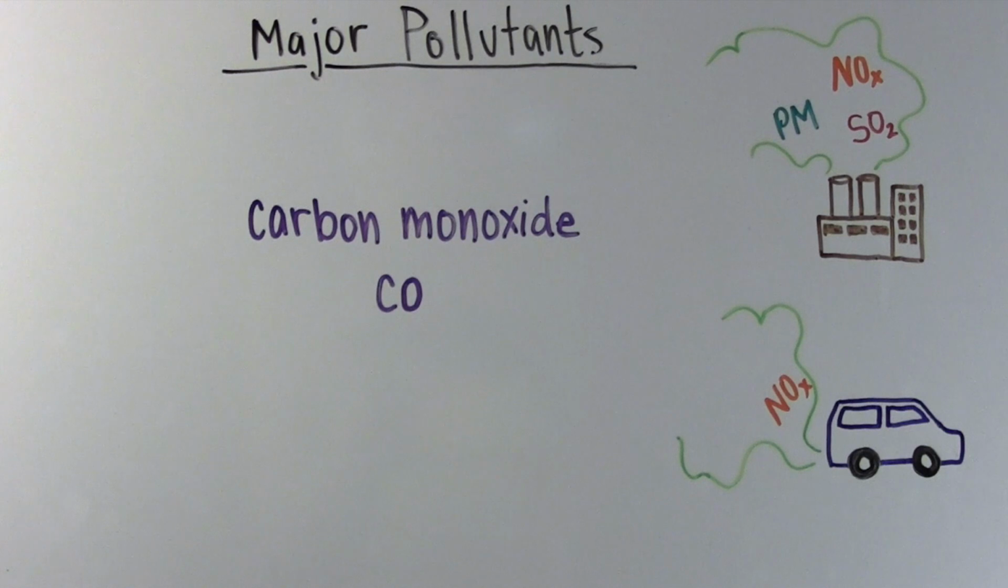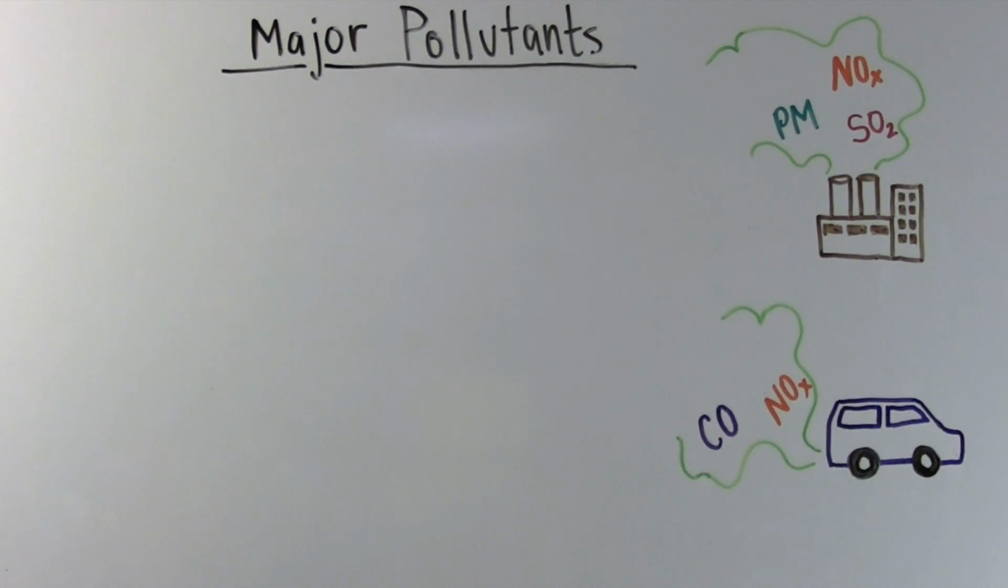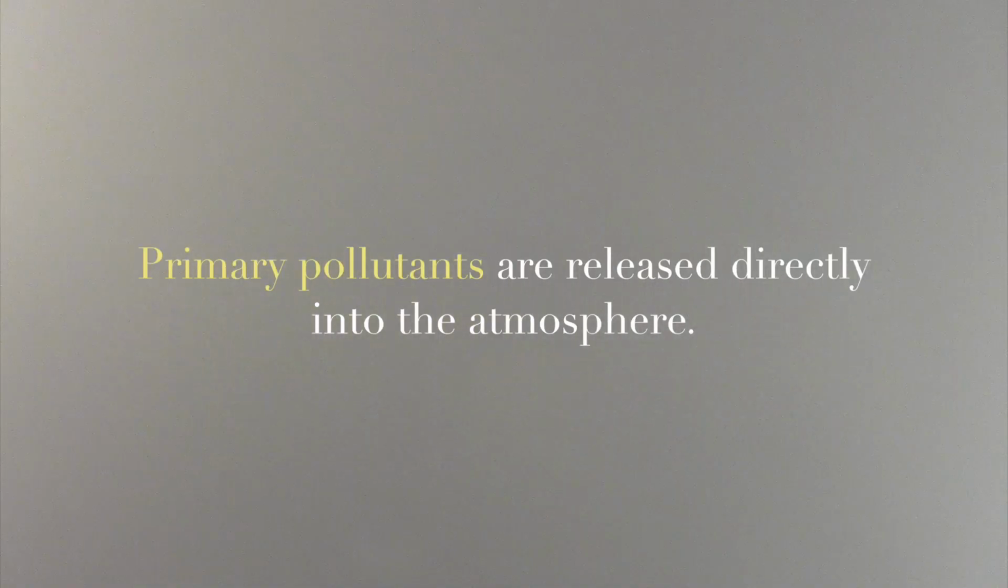Another major pollutant is carbon monoxide, which is toxic to humans and other animals in low concentrations, given that it reduces oxygen circulation in the body. Carbon monoxide is mostly emitted from automobile exhaust. All of these pollutants so far, sulfur dioxide, nitrogen oxides, particulate matter, and carbon monoxide, are all considered primary pollutants. That is, pollutants that are released directly into the air.